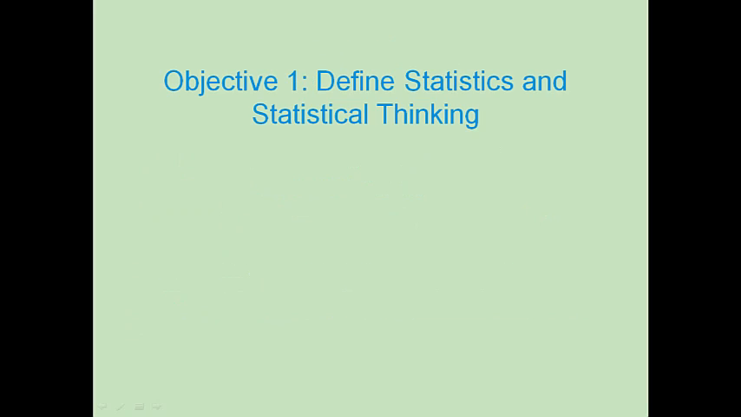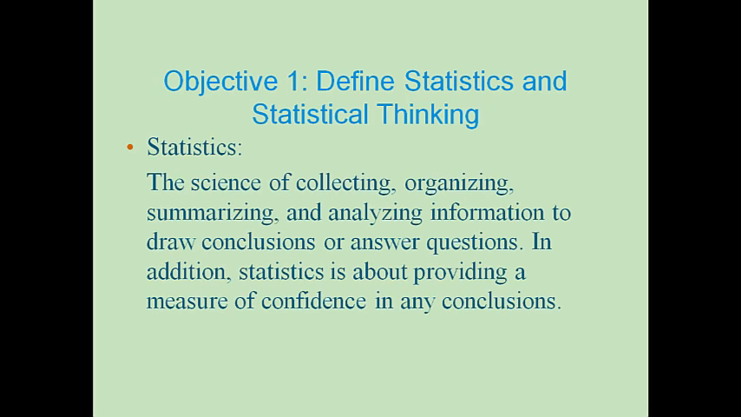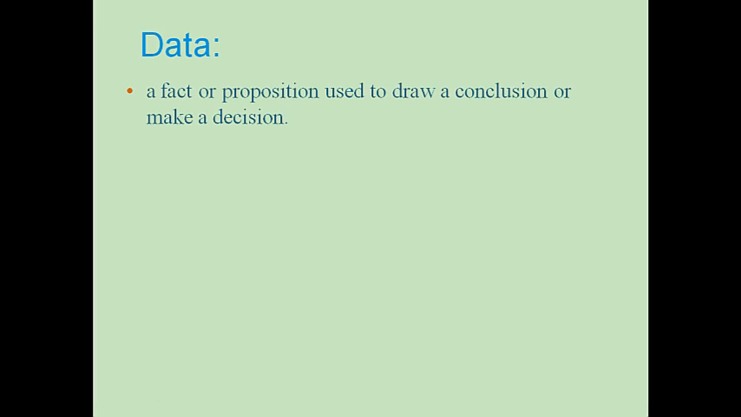Objective 1, we want to define statistics and statistical thinking. Statistics is the science of collecting, organizing, summarizing, and analyzing information to draw conclusions or to answer questions. In addition, statistics is about providing a measure of confidence in any conclusions. So let's look at data.